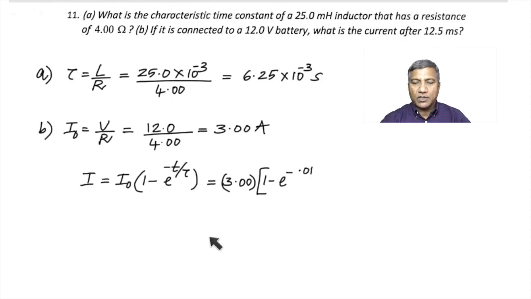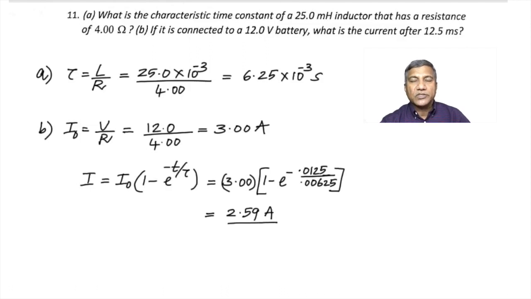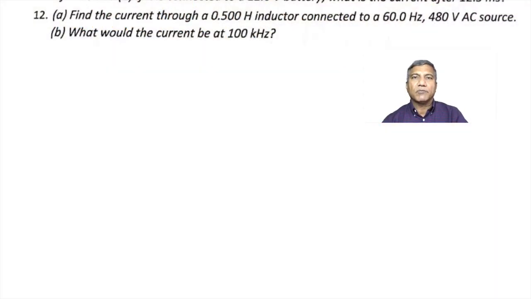And so the maximum current is I naught, which is 3, which we just found out, and then 1 minus e raised to that, which is, because the time is 12.5 milliseconds, you got to divide that by 1000, so you get that, and then you have the time constant as 0.00625. When we do that, you got to take the negative exponential, that one, and then do the math. You get 2.59 ampere as the answer for the current after 12.5 milliseconds.